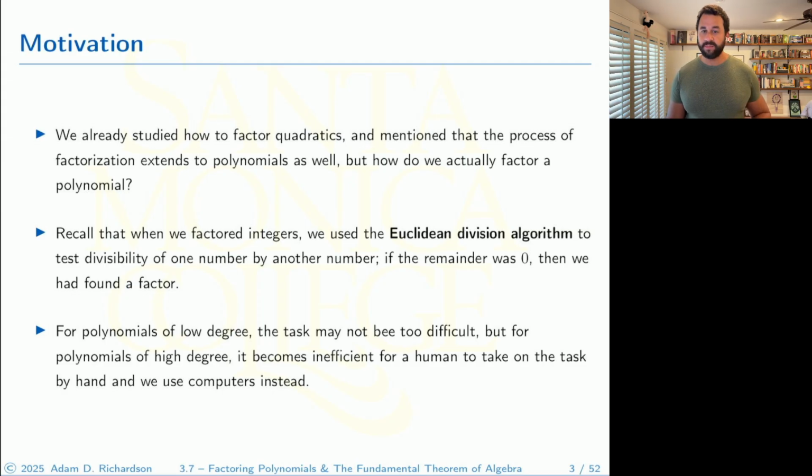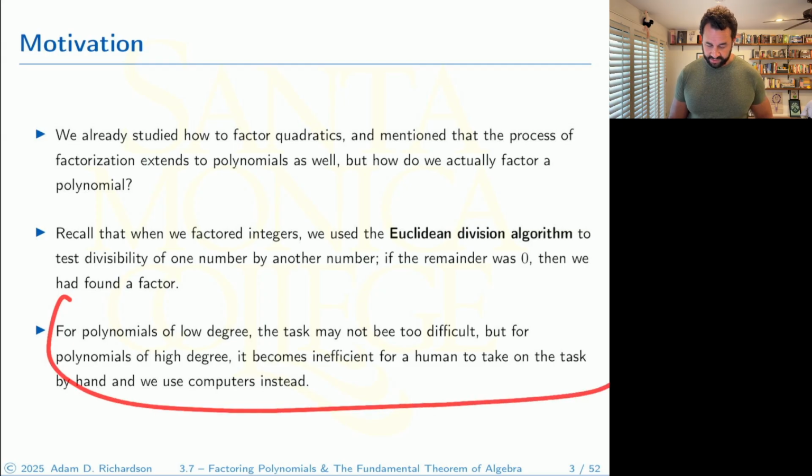So if you remember from chapter 1, when we factored integers, we used the Euclidean division algorithm to test divisibility of one number by another number. Basically, if we can divide this number by this number and we don't get a remainder, then we know that the divisor is a factor of the number. So if the remainder is 0, then we have a factor. If the remainder is not 0, then we do not have a factor.